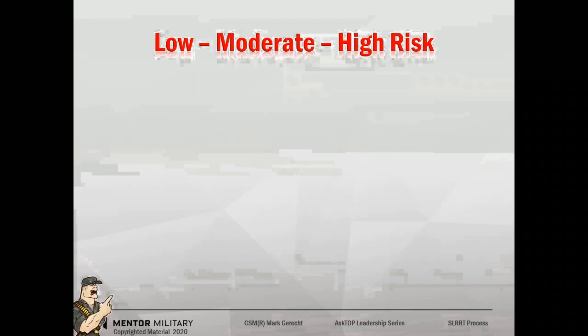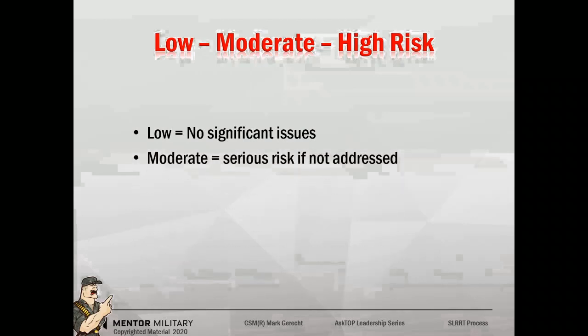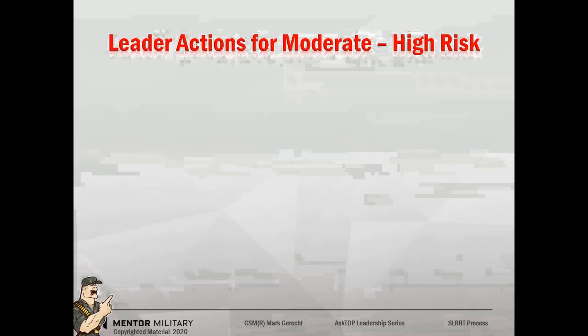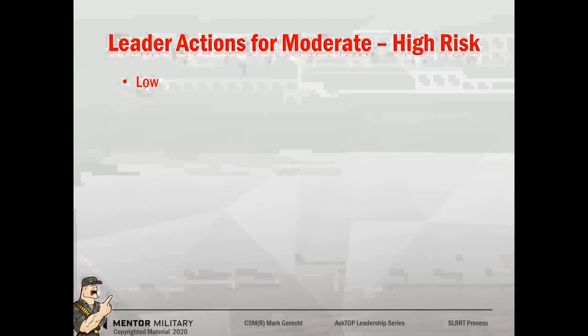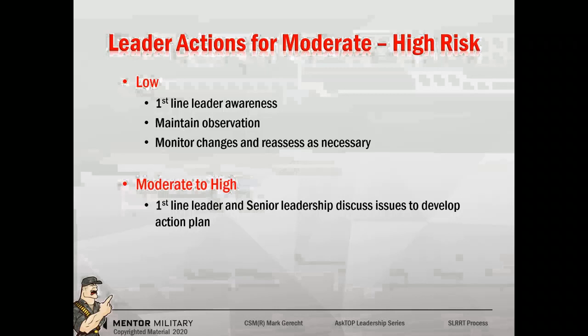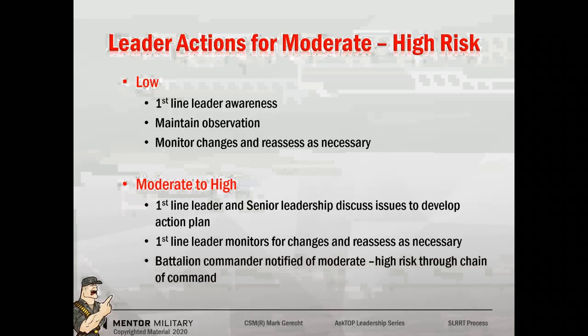So when it comes to low, moderate, and high risk, low means there's no significant issues. Moderate means there's serious risk if it's not addressed. High risk means the soldiers or others are in immediate danger. Leader actions for moderate to high risk, including low risk. Low, first line leader continue to maintain awareness, they maintain observations, they monitor changes and reassess as necessary. Moderate to high, first line leader and senior leadership discuss issues to develop a plan of action. First line leaders monitor for change and reassess as necessary. Battalion commander is notified of moderate to high risk through the chain of command.